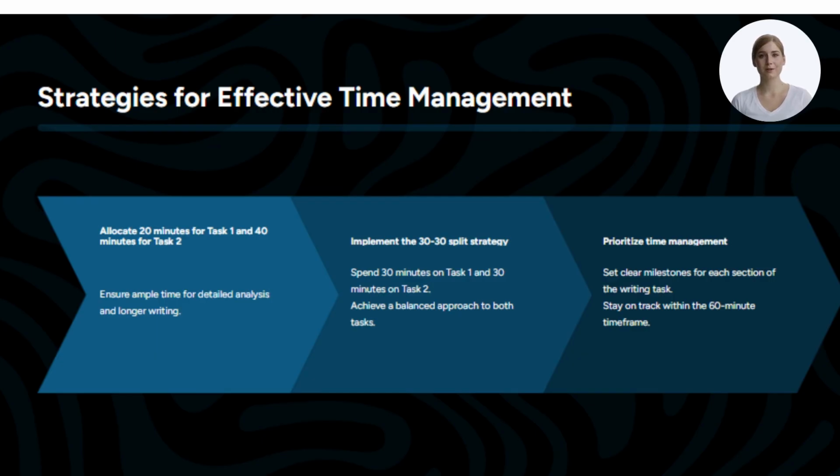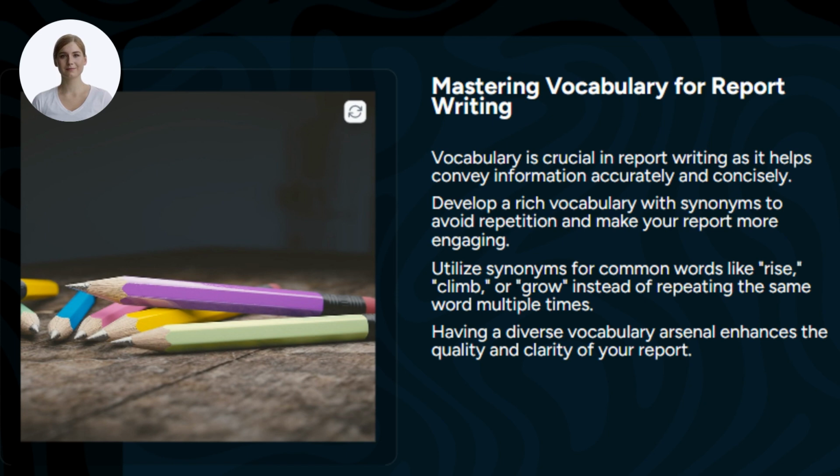Time management. You have a total of 60 minutes for the entire writing section. It's crucial to manage your time effectively. I suggest two strategies. Strategy 1, 30-30 split. Spend 30 minutes on task 1 and 30 minutes on task 2. Strategy 2, 20-40 split. Allocate 20 minutes for task 1 and 40 minutes for task 2. This is often recommended since task 2 carries double the weight in your overall score and requires more in-depth analysis and longer writing.